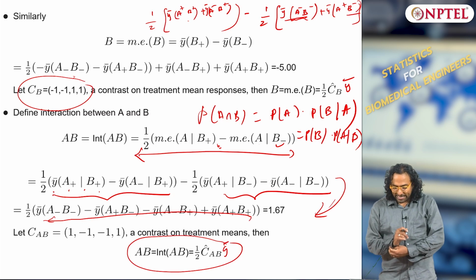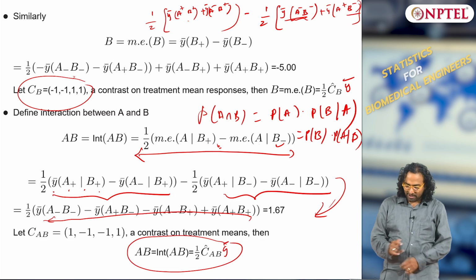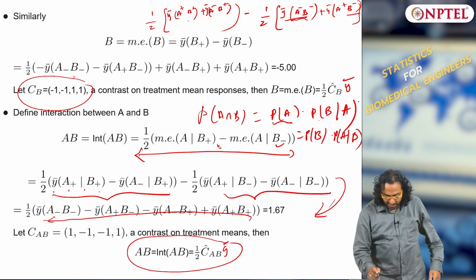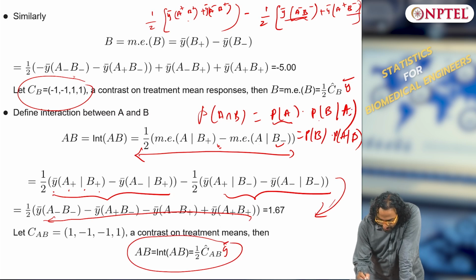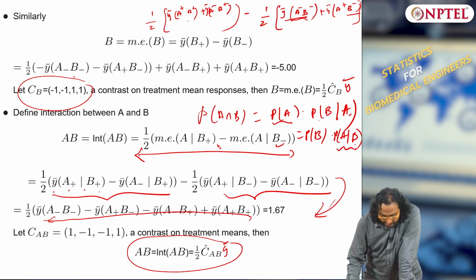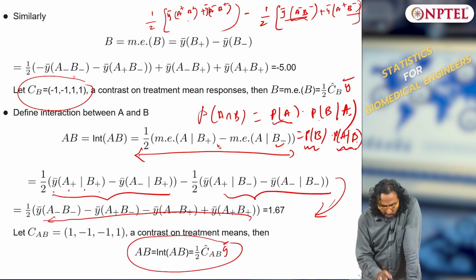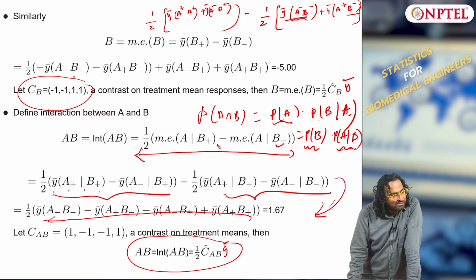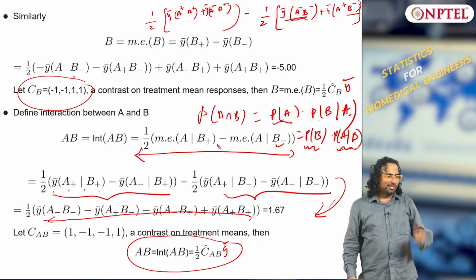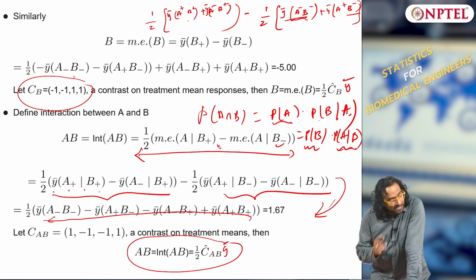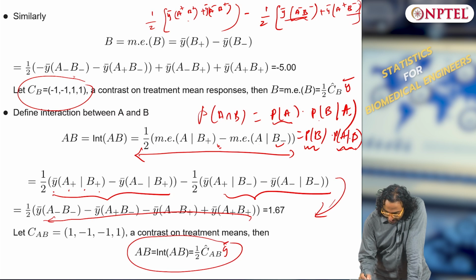So A intersection B is B given A into probability of A, right. So if I want, let us say A given B, right, into probability of B. What is probability of B here? So probability of A given B here, what is A given B? A given B plus, B has 2 possibilities at level 1 as well as level 0, that is level plus and level minus. So what is the common effect then? So where will this interaction A intersection B be?